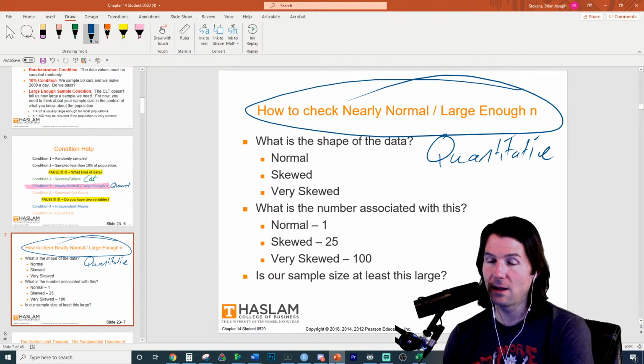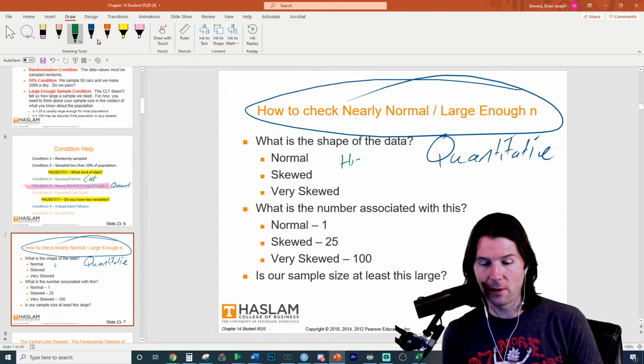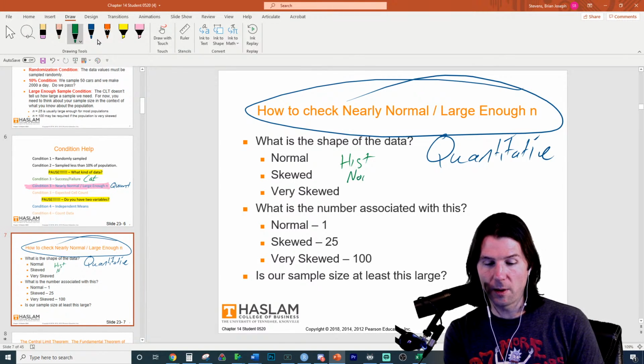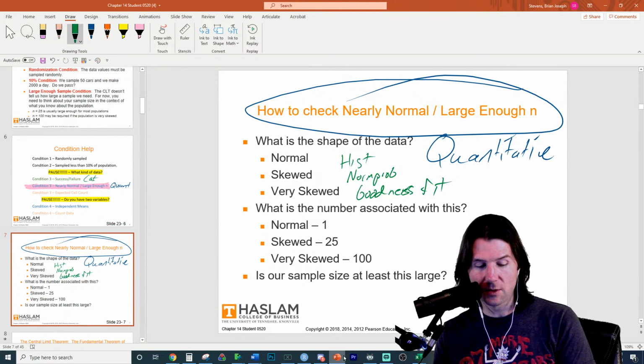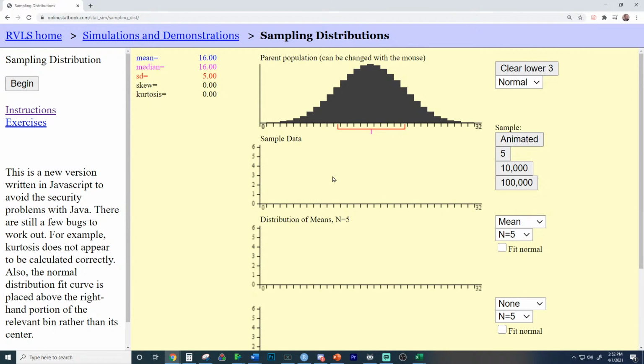And you can investigate this with a histogram, a normal probability plot, or a goodness of fit test. Not box plots. Normal, you are right. It is normal. So since this is normal, let me ask you, is 5 going to be large enough that the new distribution down here will be more normal?